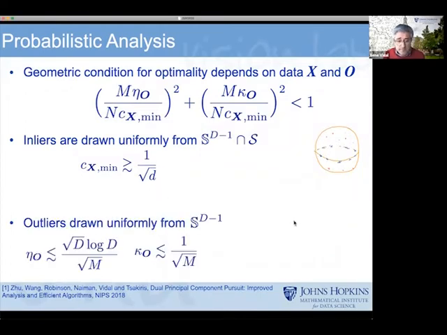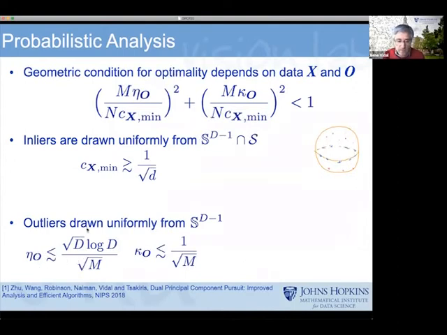Then for the outliers, it can be shown that with high probability, the eta O quantity is bounded above by a constant times something that is 1 over the square root of the outliers, 1 over the square root of m. So that's true of both kappa O and of eta O.